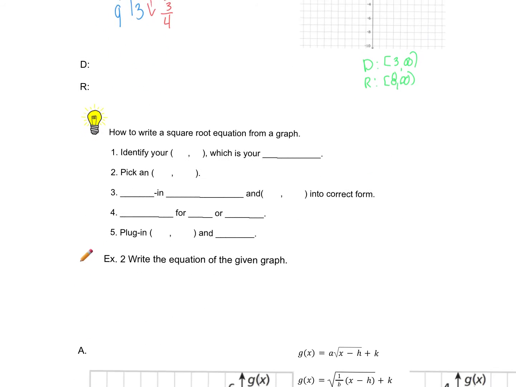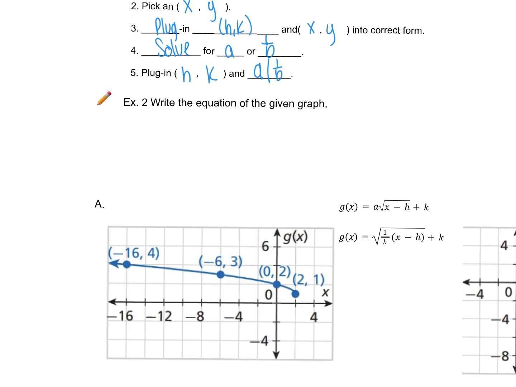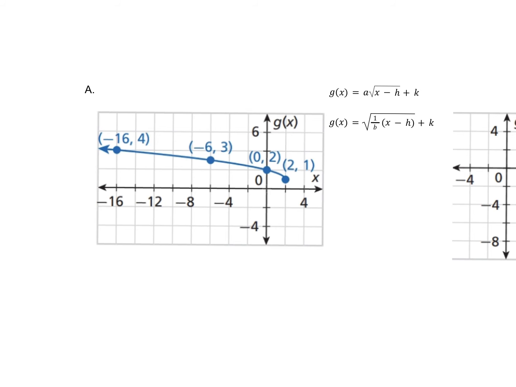All right, so how do we write a square root equation from a graph? Identify your h, k, which is your beginning or end point, depending on which way it is facing. Pick any x, y, and plug those into the given equation. Solve for either a or 1 over b, and plug in h, k and a or 1 over b only. So this one, we're looking for 1 over b.